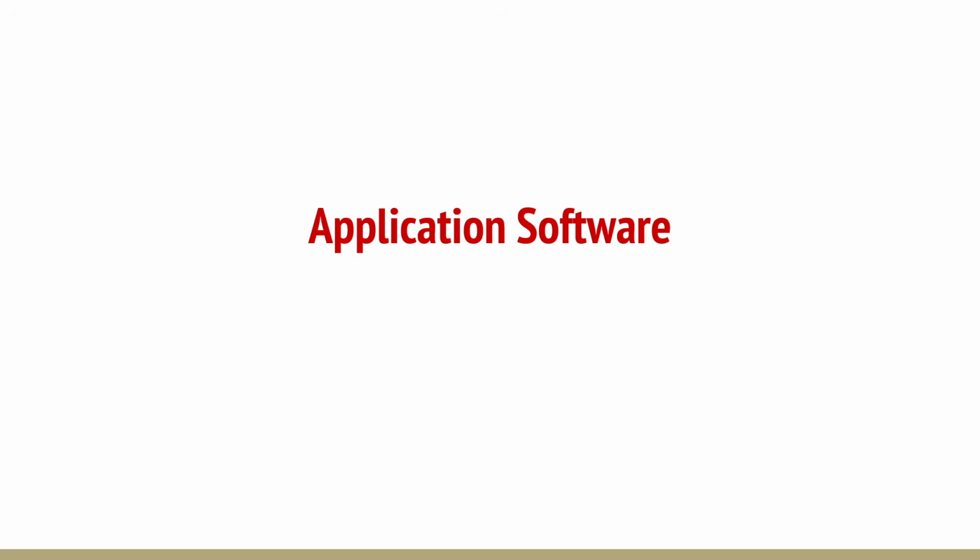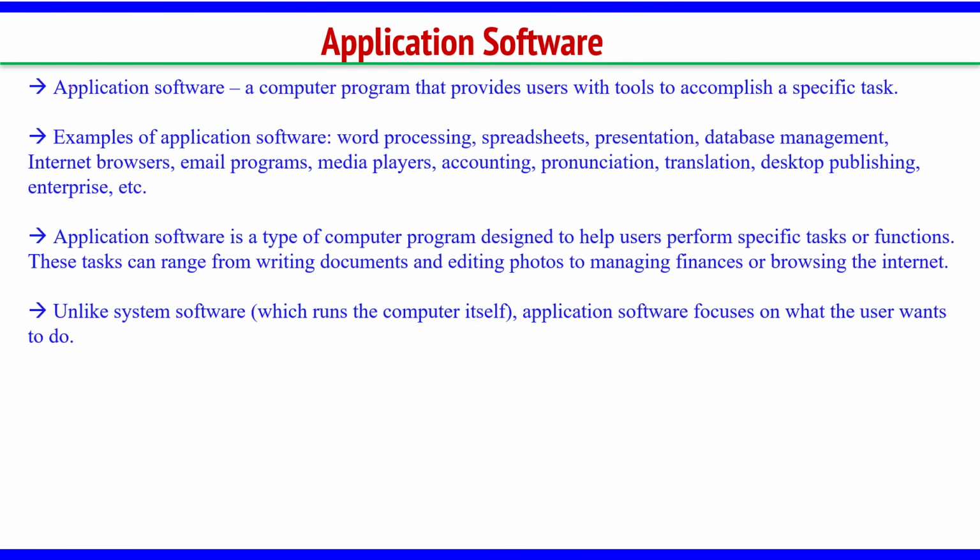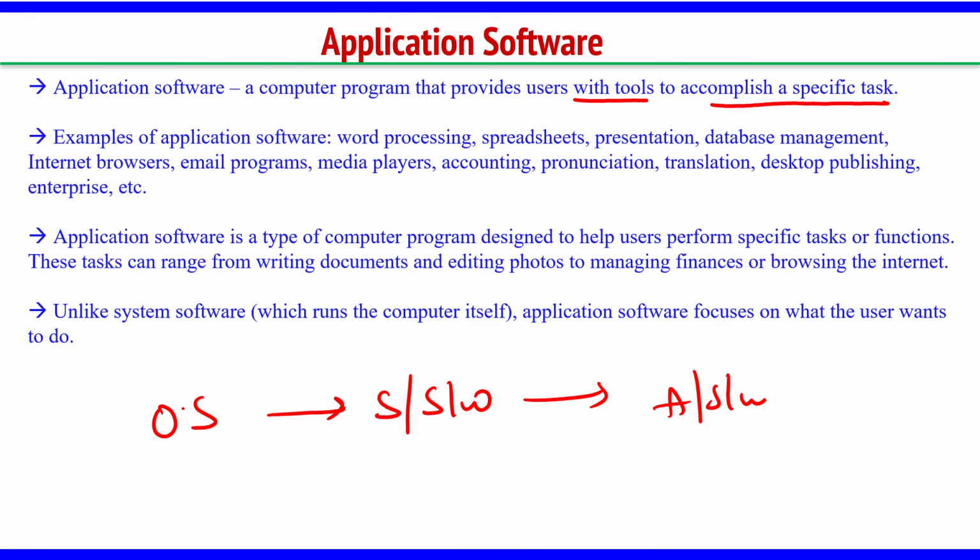So what is this application software? Right? Let's understand this. Application software is a computer program that provides users with tools to accomplish a specific task. See, there is the operating system, then there is system software, then there is application software.